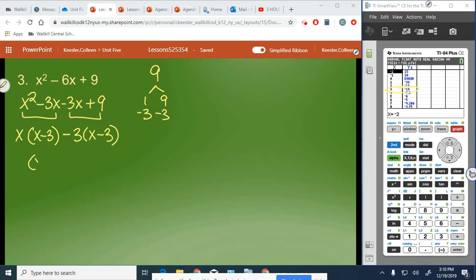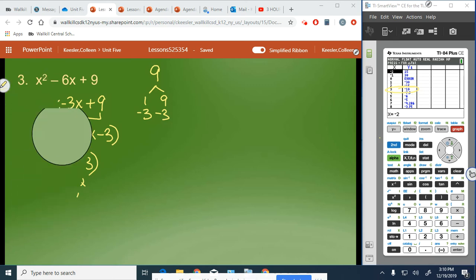So I have x minus 3 as my common binomial, and if I factor that out, I'm left with x minus 3 again. So this is actually what we call a perfect square trinomial, because I could represent this as x minus 3 all squared, okay, because the two binomials are the same. So it's like having a perfect square. All right, let's keep on going.